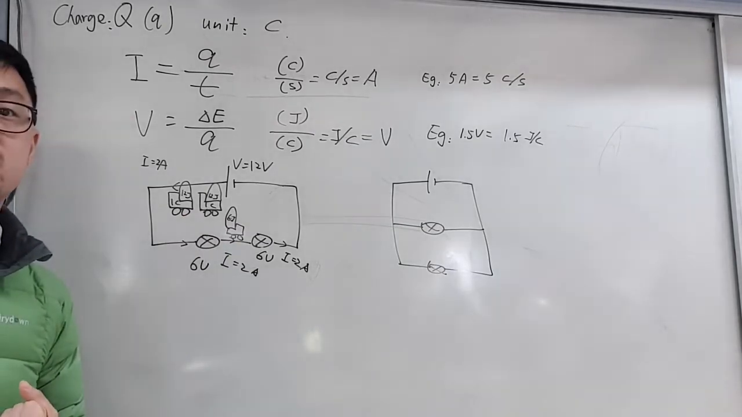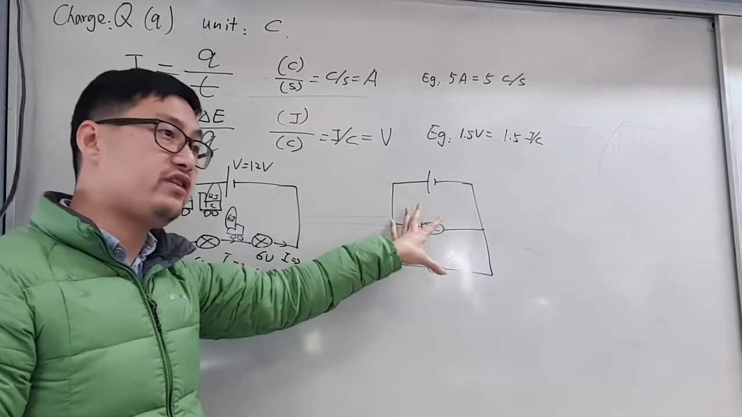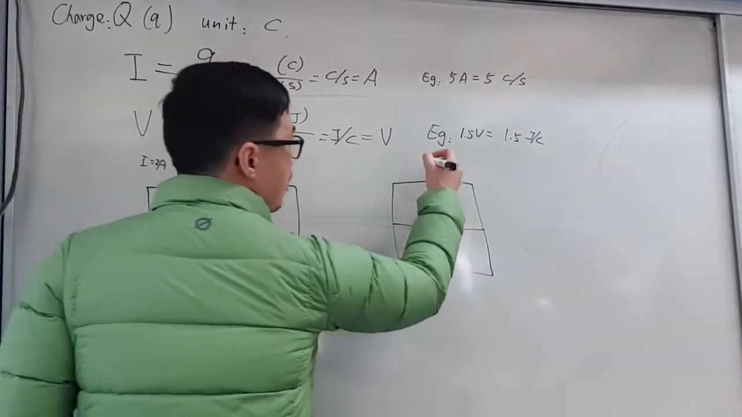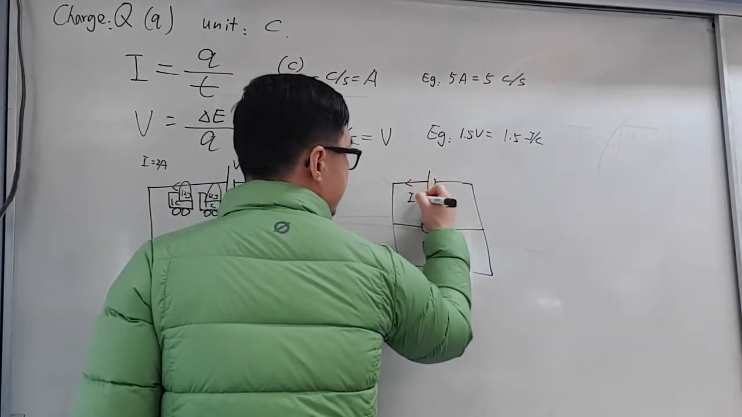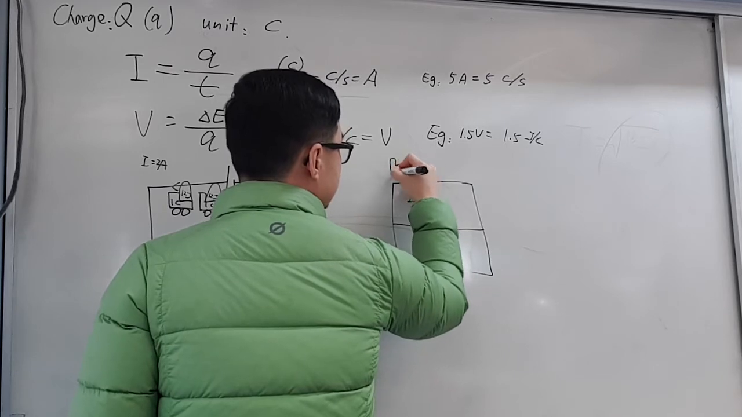Does it make sense? Okay, and then coming to this one, say, well, I still say current is 2 amp, still 2 coulomb.